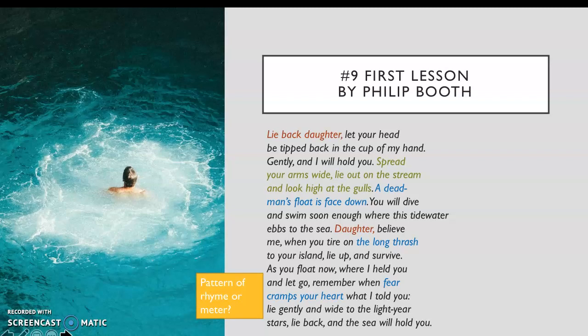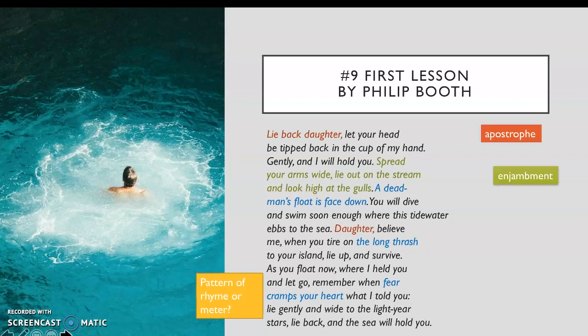So let's take a look at the figurative language. There's apostrophe in this one. Apostrophe is when a poem addresses a person or an idea or an inanimate object. Here, the daughter is being addressed. The poem is addressed to her. So that's called apostrophe.